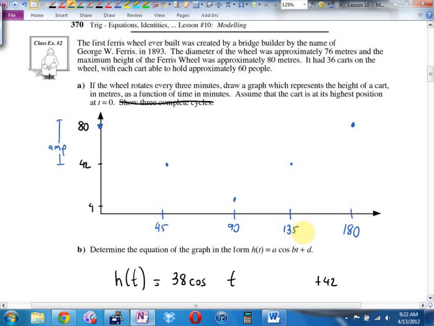Let's sketch our one graph. What did we say the period was? No. What did we say the period was? 180. So, what's B? Oh, heck. 2 pi over 180. There's the equation. I'm just going to move this 42 closer so it doesn't look all lonesome.